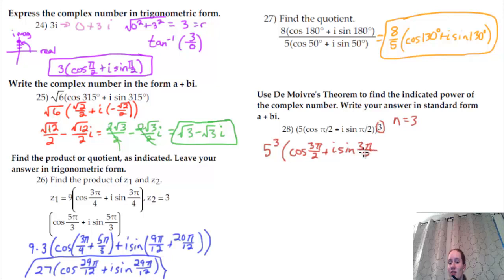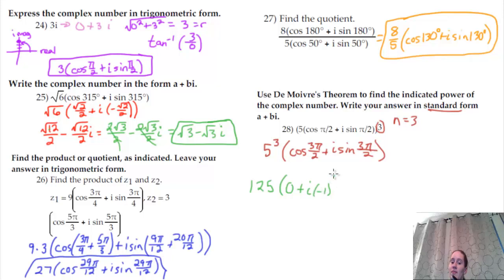Now this asks us, if we look at our instructions, to write the answer in standard form. 3 pi over 2 is on our unit circle down there at the bottom. 5 cubed is 125. So cosine of 3 pi over 2 is 0, and sine of 3 pi over 2 is negative 1. So if we look at this, this actually ends up being just negative 125i. Because the first part of it is 0, but we put the 125 right here with the negative and the i, and that's what it becomes.